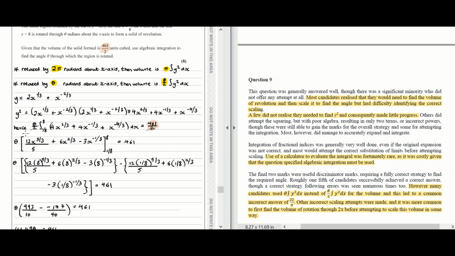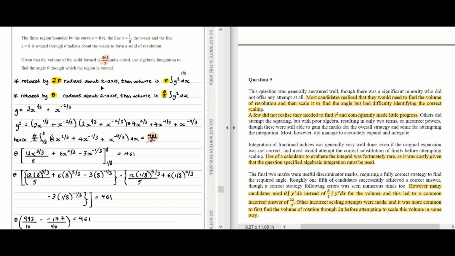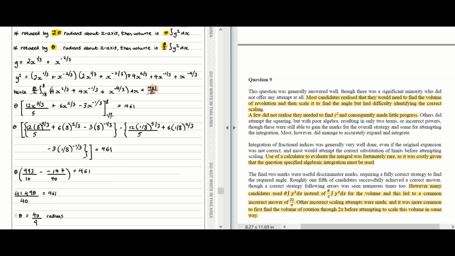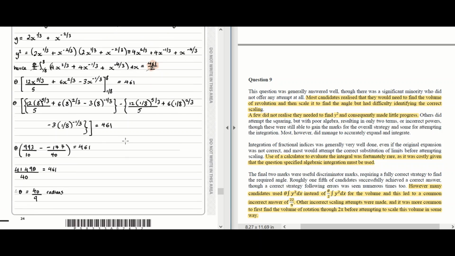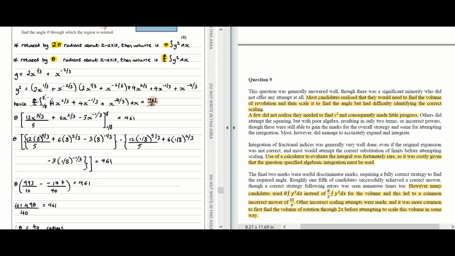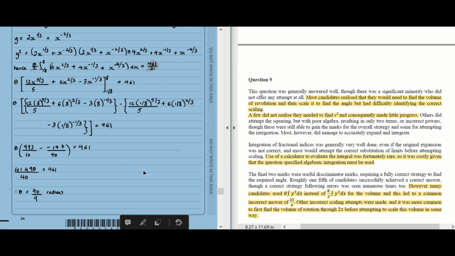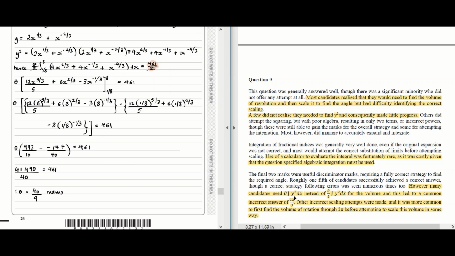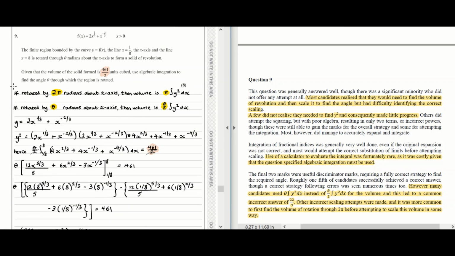A lot of people used calculators to find out the limits, which was incorrect. We had to use, as stated in the question, algebraic integration to find out the limits. So we had to show the full thing of adding 1 to the power and then dividing by the new power. But the main issue was using theta instead of theta over 2. That was the biggest problem, and we discussed that at the start of the question.